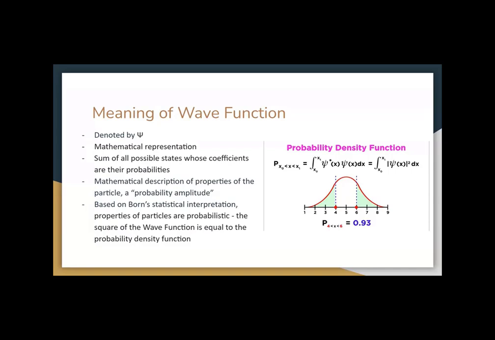So let's say you have a particle that has a 0.75 chance to be at A and a 0.25 chance to be at B. So psi will be equal to 0.75 A plus 0.25 B. It's a mathematical description of the properties of a particle, a so-called probability amplitude, which if you look to the graph at the right, that's a probability amplitude of a certain particle. And based on Born's statistical interpretation, properties of particles are probabilistic. And the square of the wave function is equal to the probability density function.